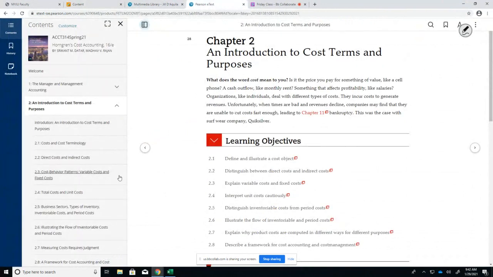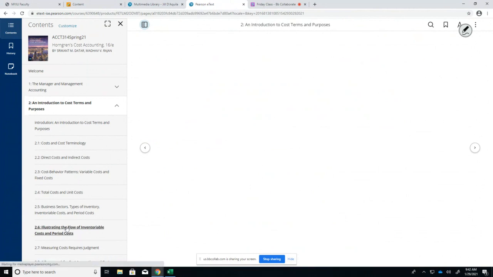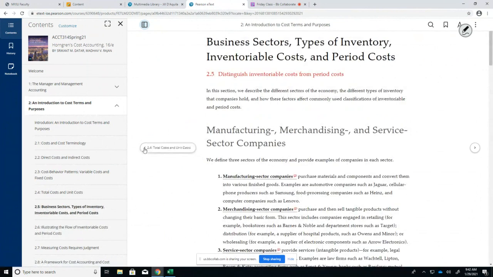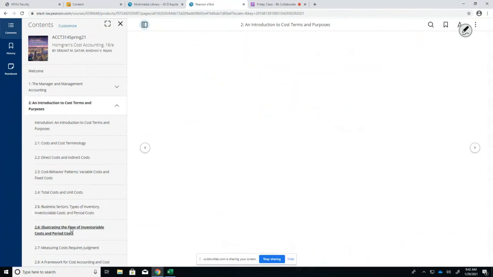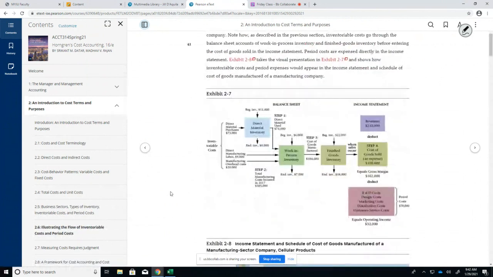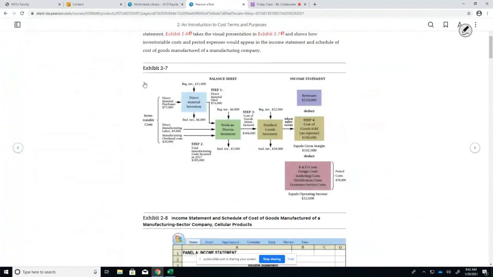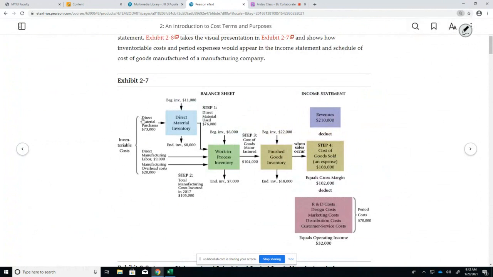So we've talked a little bit about direct and indirect costs today, and illustrating the flow. That's kind of what I did today, illustrating the flow. And you've got all these great pictures in your book. Oh, that looks a little complicated, but it really isn't. It's what we did today, right? They just lay it all out. So direct materials inventory, work in process, finished goods. They walk you through a similar example. They give you all the terminology again.